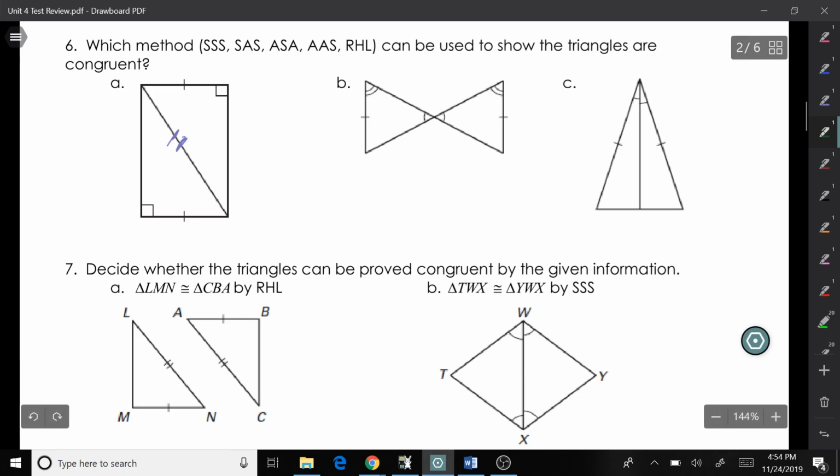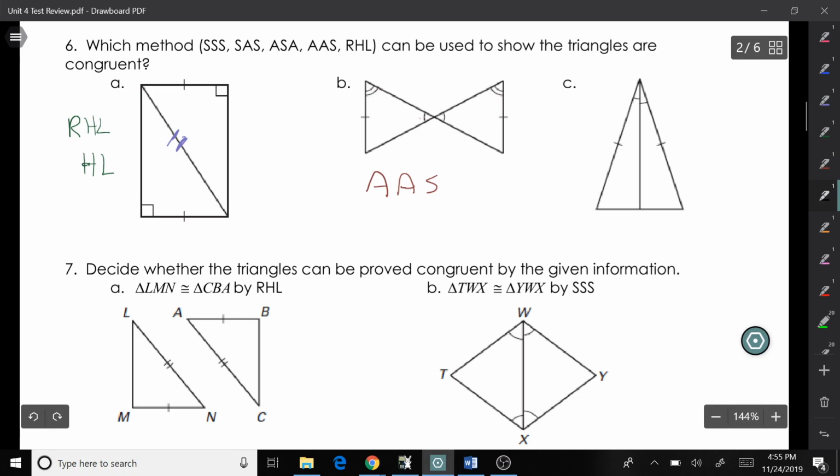So this one is going to be RHL or just HL. Now this one we have these angles congruent marked. These are vertical angles, so even if they weren't marked, we would go ahead and mark them. And then this side and that side are congruent. So this side is not in between our two angles, so this is going to be angle, angle, side.